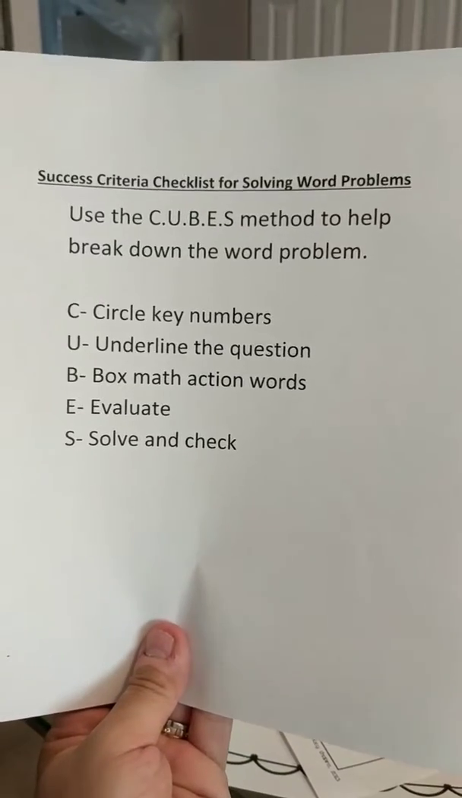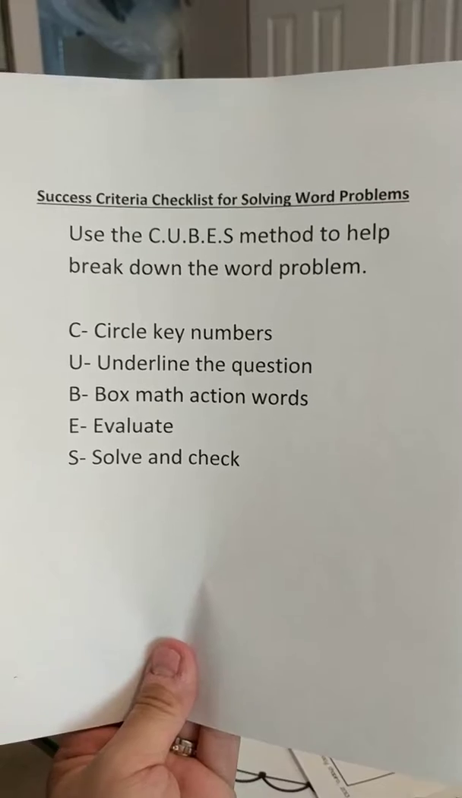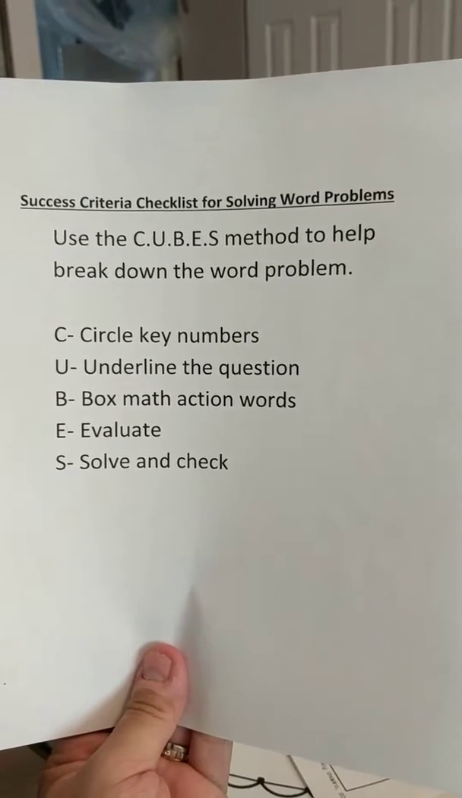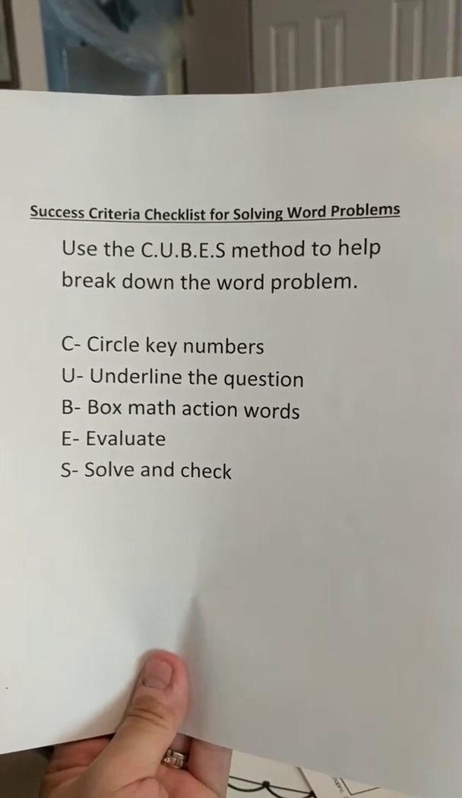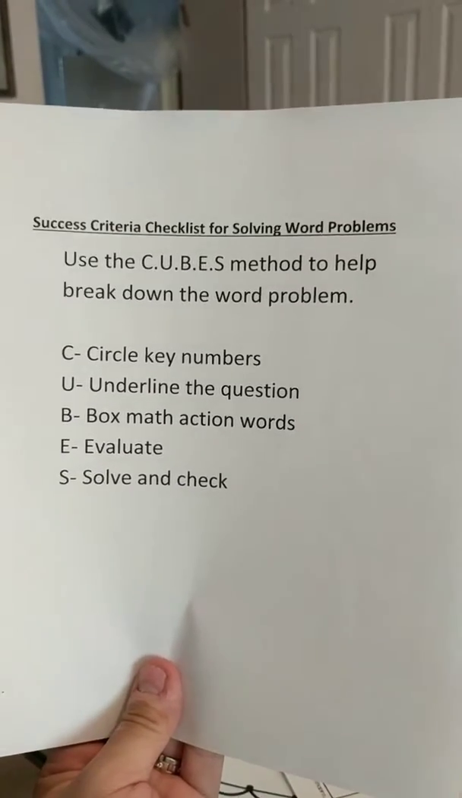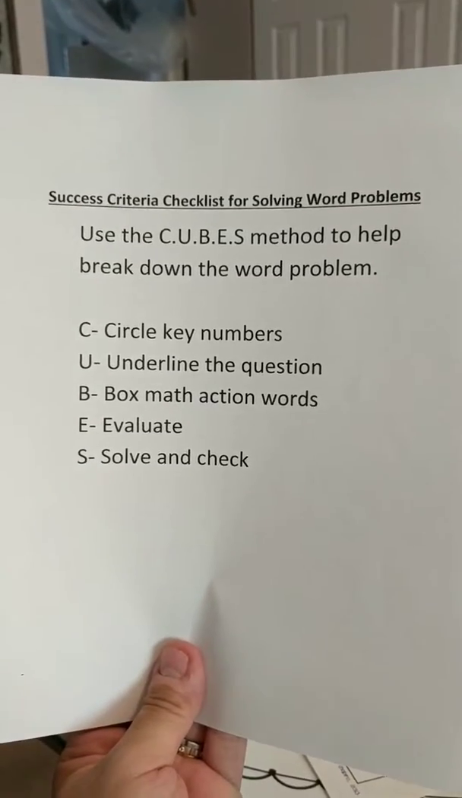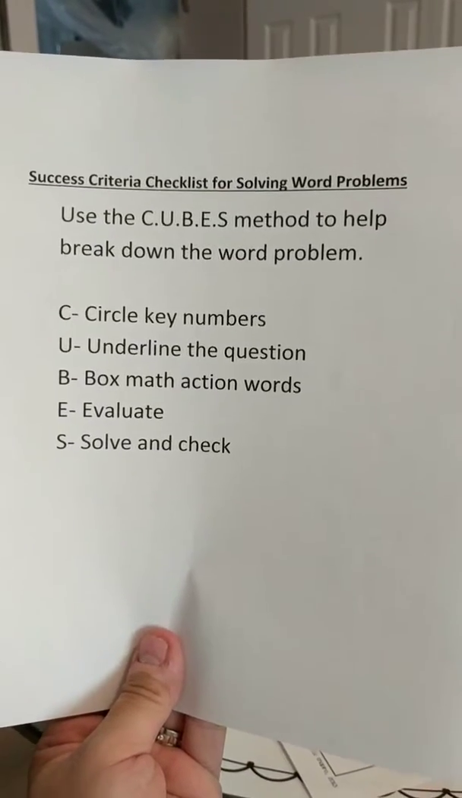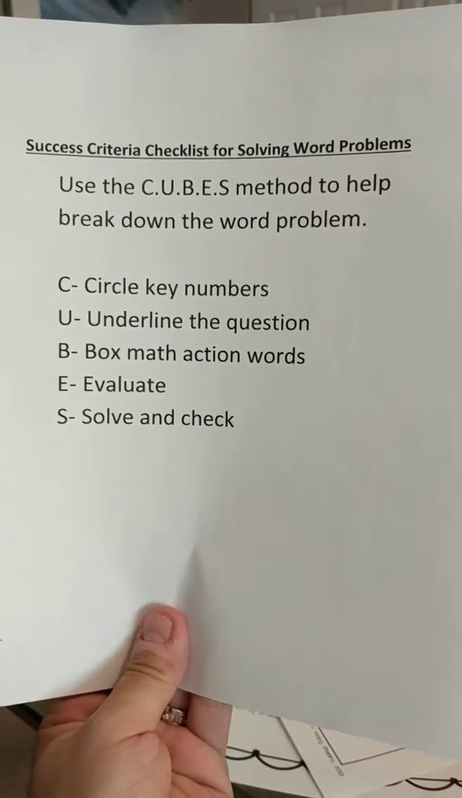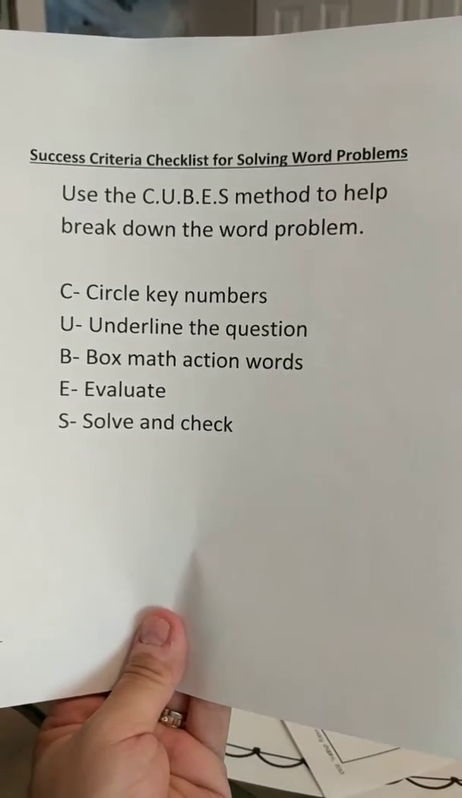C stands for circling key numbers. U stands for underlining the question. B stands for boxing the math action words. E is for evaluating the situation or the word problem. And S is for solving and checking. Now, it could be difficult for a child with a learning disability to follow all these steps, so this supplemental material will help them stay focused to remember all of the steps of CUBES.